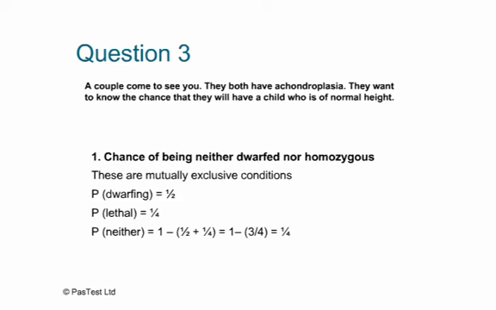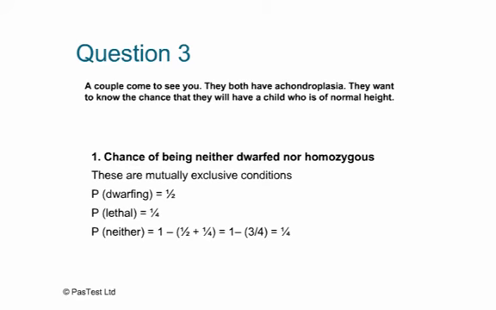The probability in this scenario of them being normal achondroplasia, a dwarfed individual, is 1 in 2. The probability of them having the lethal homozygous form is 1 in 4. And so the probability of them having neither is the sum of those probabilities taken away from 1. Adding those probabilities together gives 3 out of 4, and taking 3 out of 4 away from 1, of course, leaves you with 1/4. So that's one way of approaching it.